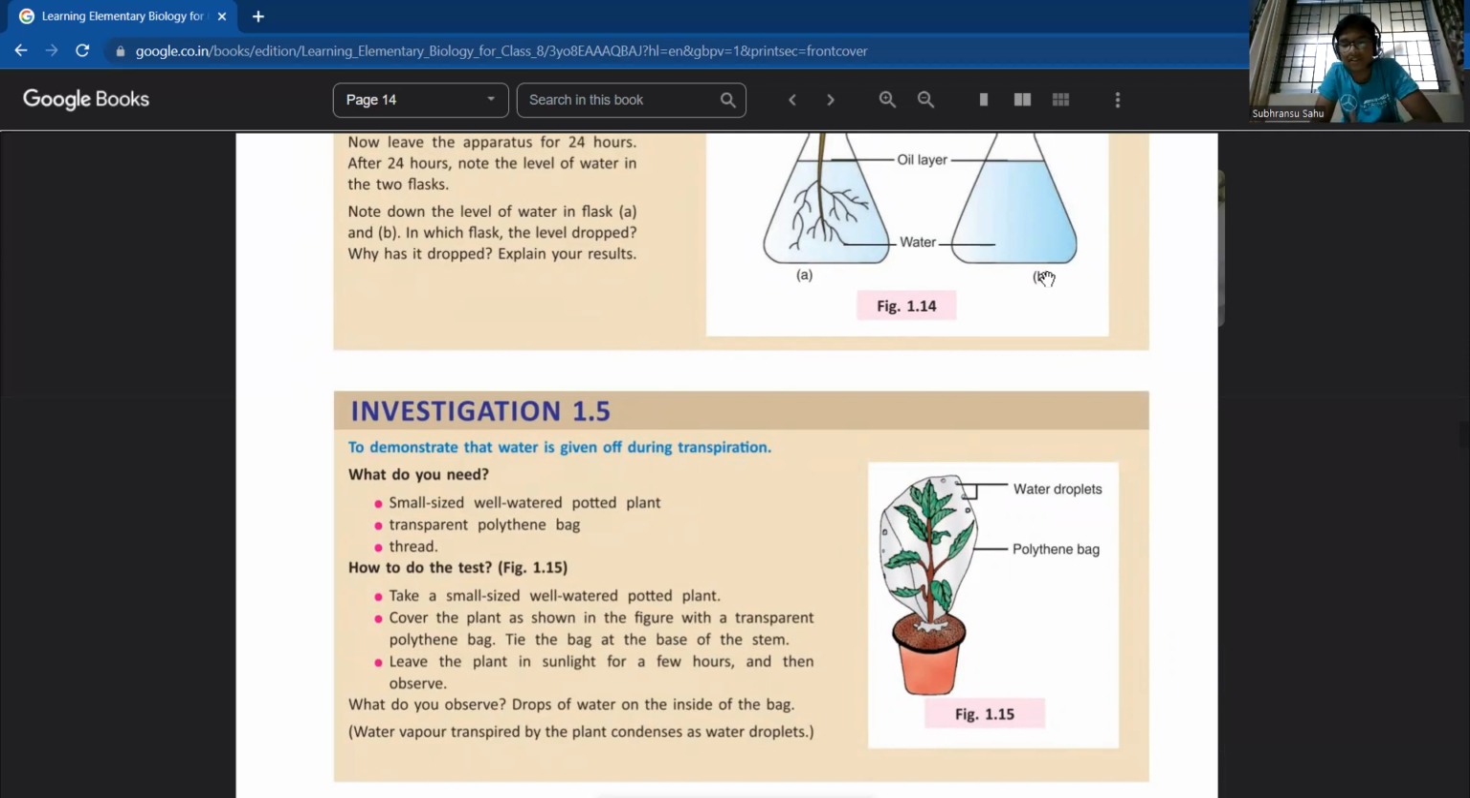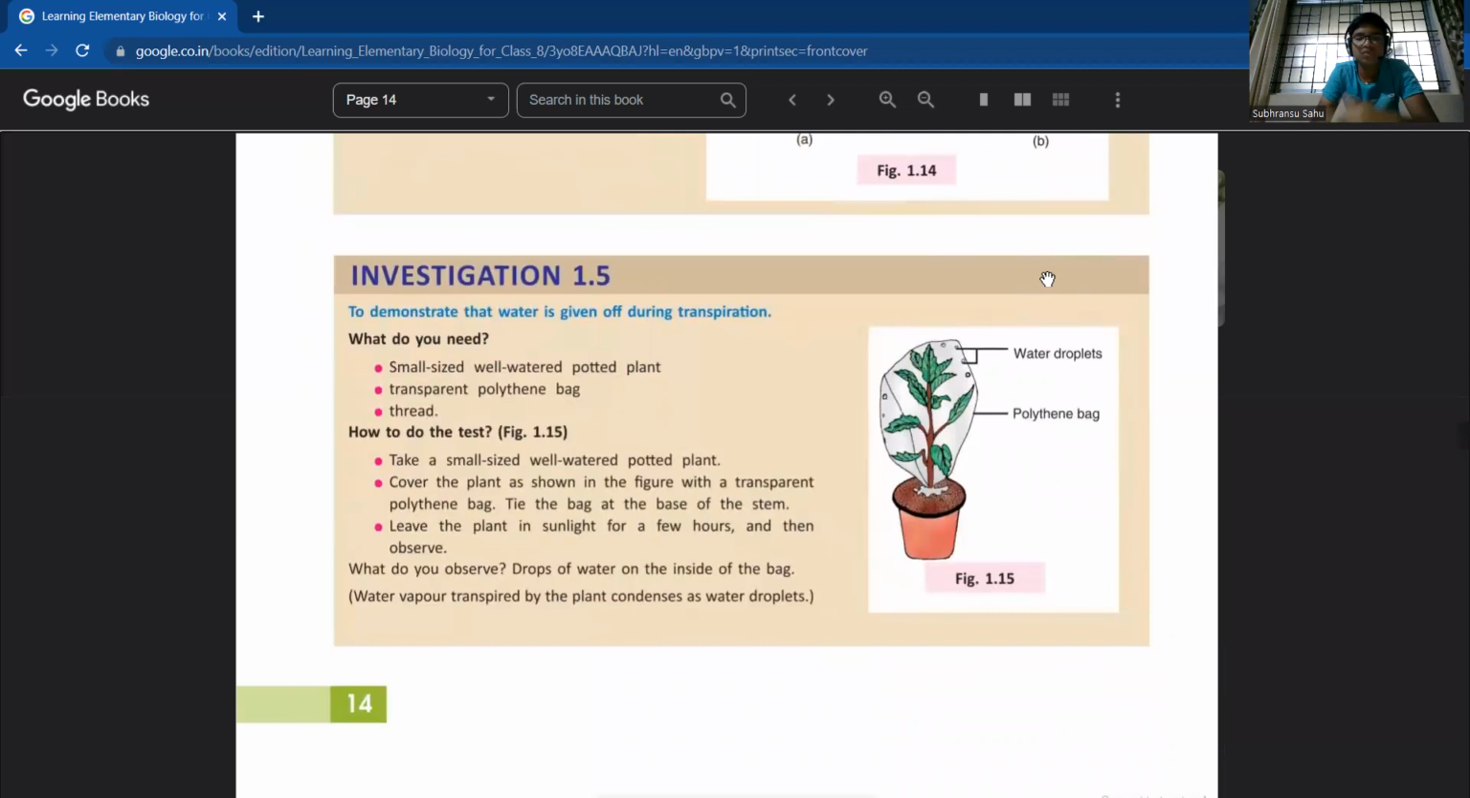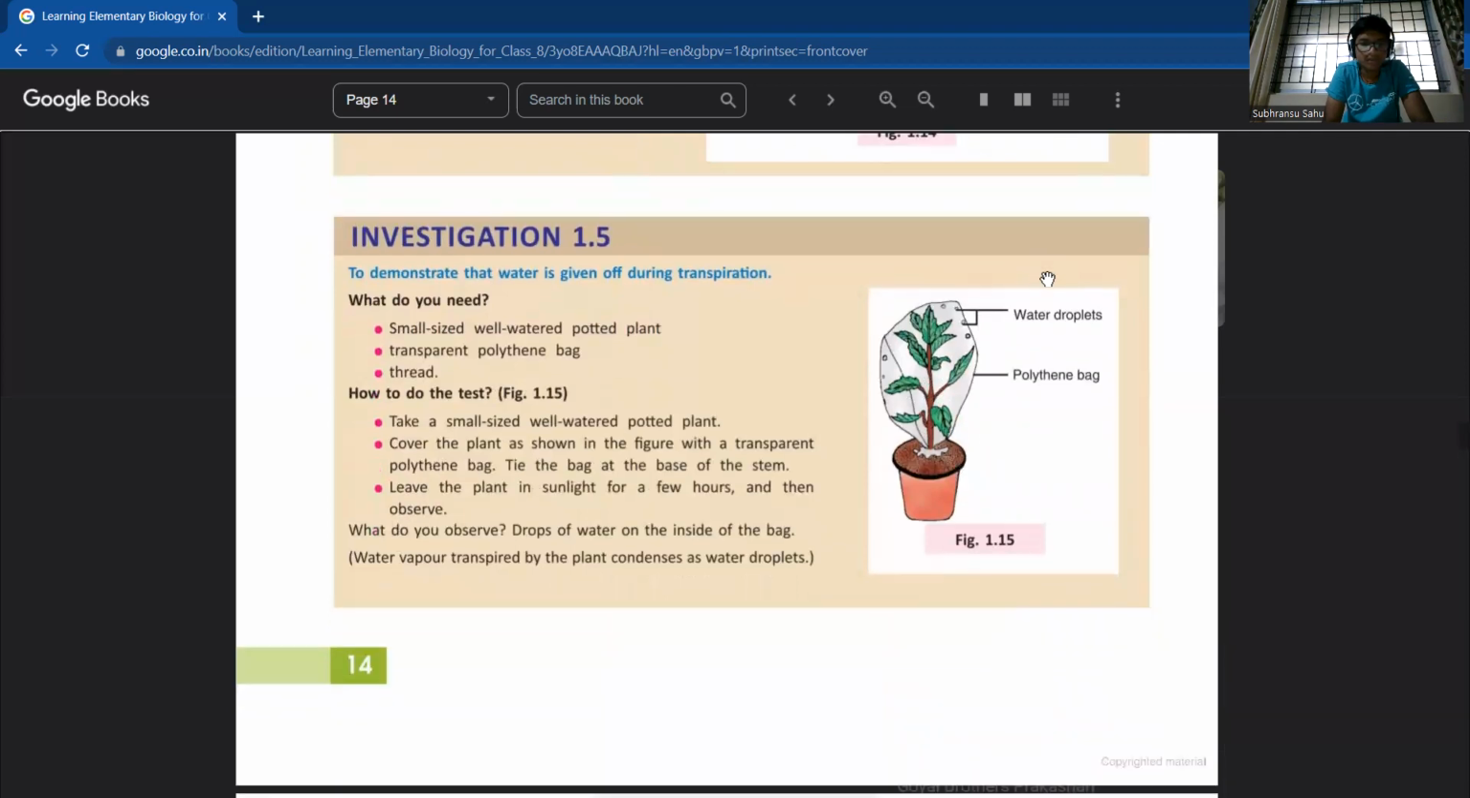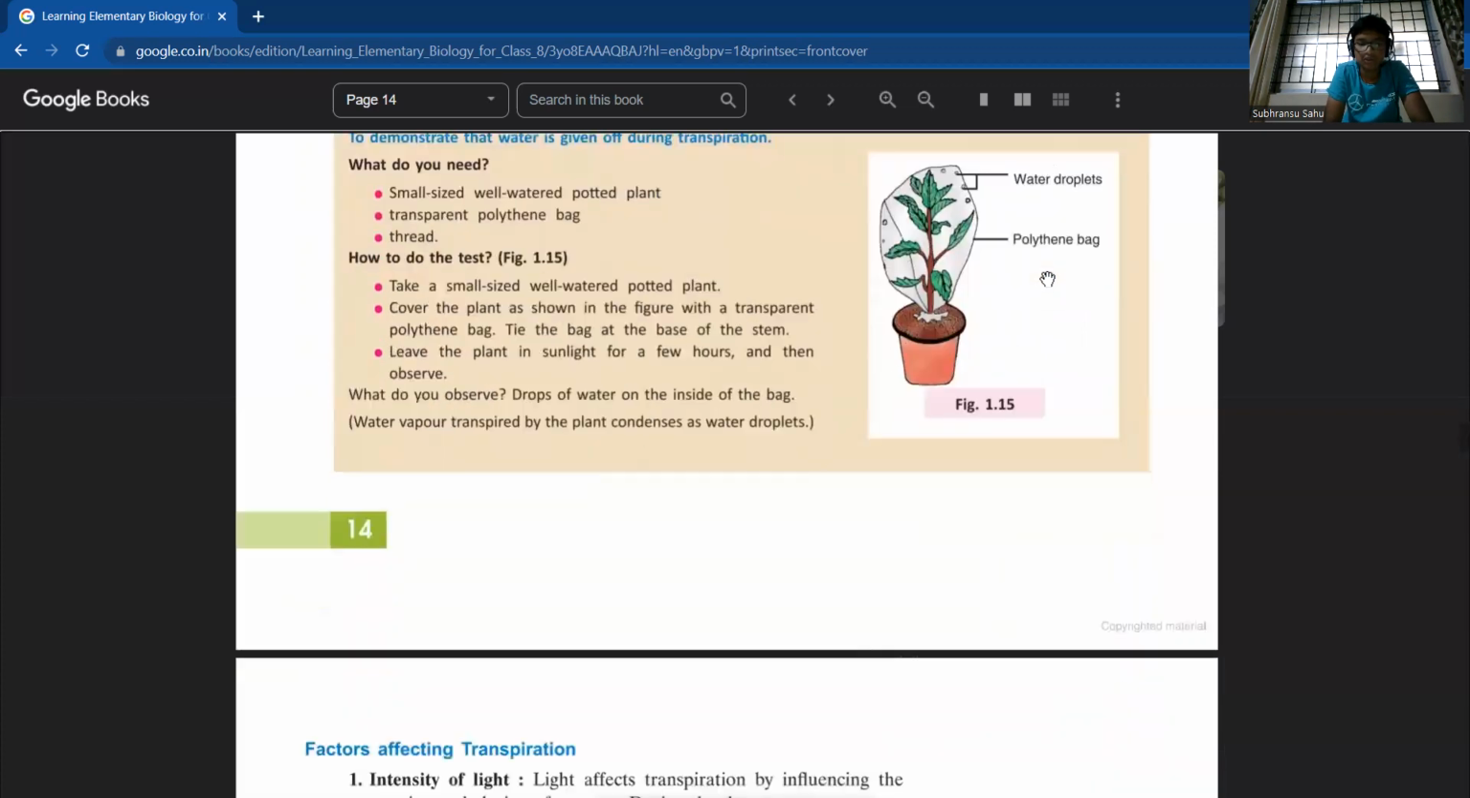Now, the other investigation is to demonstrate that water is given off during transpiration. What do we need? We need a small sized, watered plant, and it's just easy. Take a well watered plant and cover it with a transparent polythene bag. Tie the bag at the base of the stem, and leave the plant in sunlight for a few hours. What do we observe? The drops of water on the inside of the bag, which shows that water vapor is transpired by the plant, which condenses as water droplets.